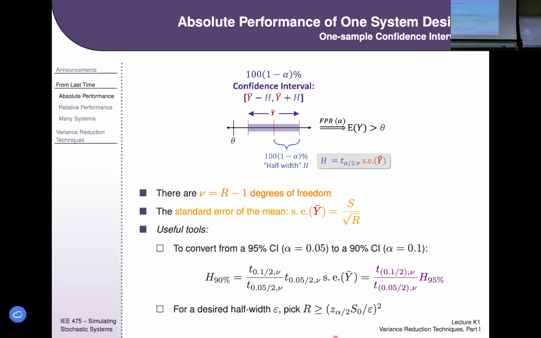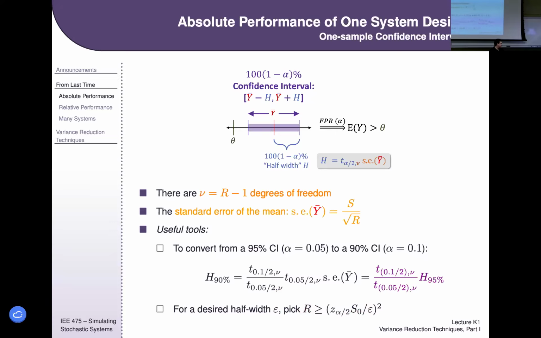And then if somebody asks you for a particular half width, we've got a formula for that. So you have to ask them what is their preferred half width, epsilon. You have to run a pilot experiment to estimate the variance in the system. Knowing the variance in the system and their desired half width, then you can figure out roughly how many replications we need to run of our sim.